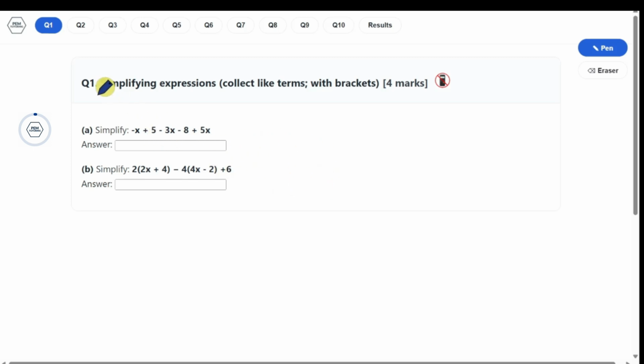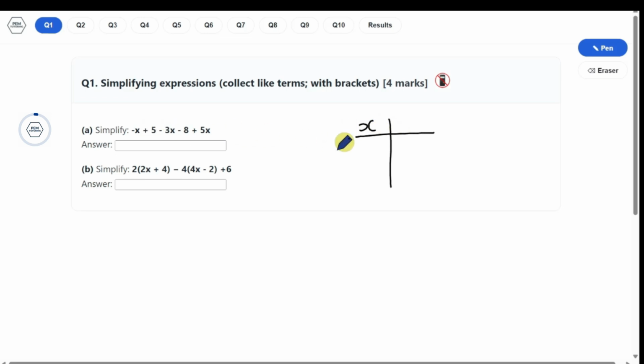So question 1 part A, we have minus x plus 5 minus 3x minus 8 plus 5x. So you can see we have 3x terms here. We have minus 1 for the coefficient there. We have minus 3 and 5 for the x terms. So we can draw a little table here just so we can organize all the different terms.